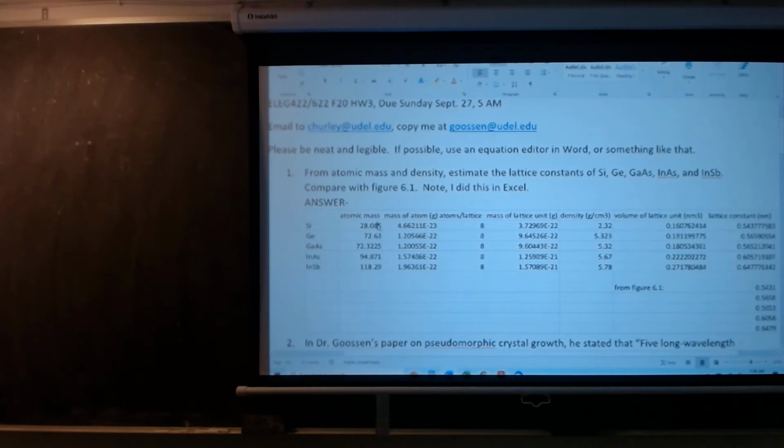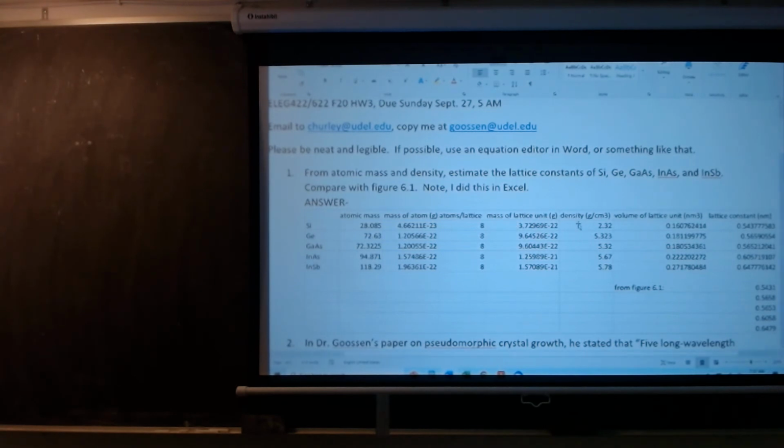You take the atomic mass of silicon, germanium, gallium arsenide, etc. For the compound semiconductors, you have to take the average of gallium and arsenic, because there's one of each, and multiply that times the mass of the atom and times 8, and that is the mass of a lattice unit. So that is the mass in grams of a single lattice cube.